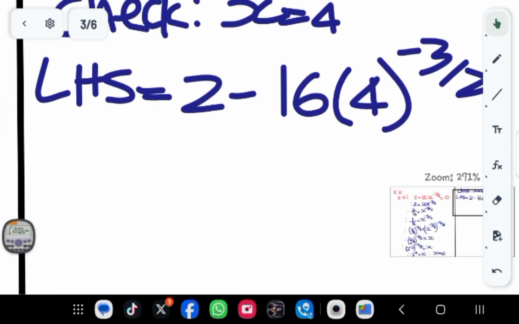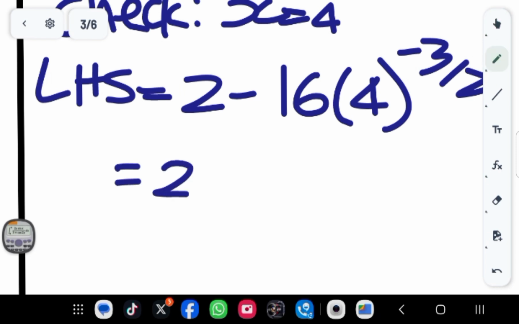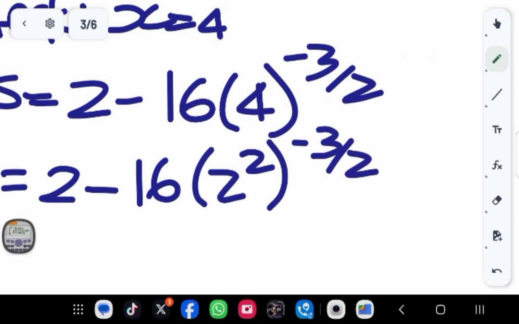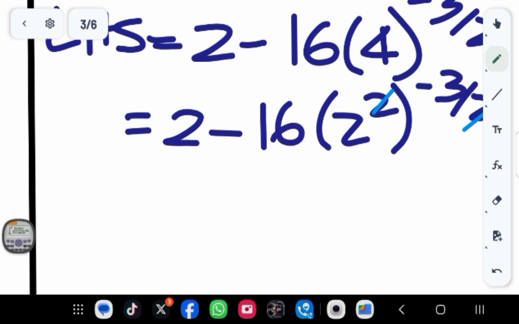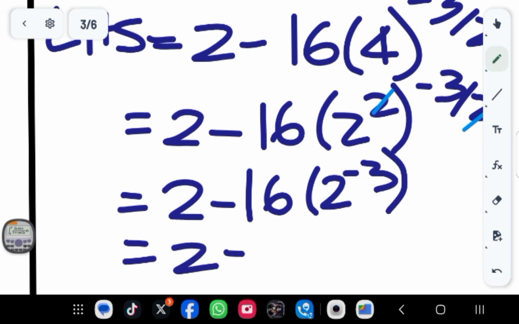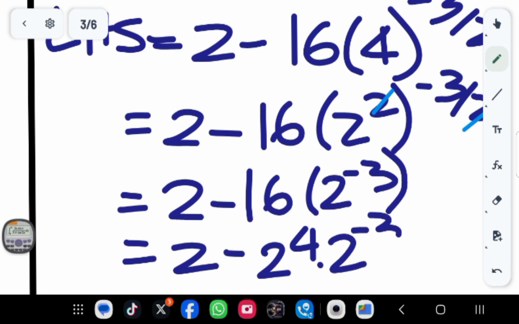So now what we do is we manipulate this. We employ our algebraic gymnastics. So that will be 2 to the power of 2 raised to the power of negative 3 over 2. The 2's cancel out, and that leaves us with 2 to the power of negative 3. So that is 2 minus 16 times 2 to the power of negative 3. But also remember that 16 can also be written as 2 to the power of 4. So that is times 2 to the power of negative 3.